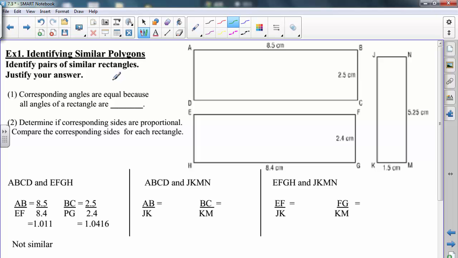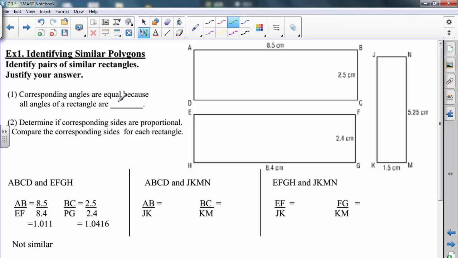Let's look at example 1. Identifying similar polygons. Here you will see I have 3 rectangles. Are these 3 rectangles similar to each other? Let's identify pairs of similar rectangles and justify your answer using the numerical values.